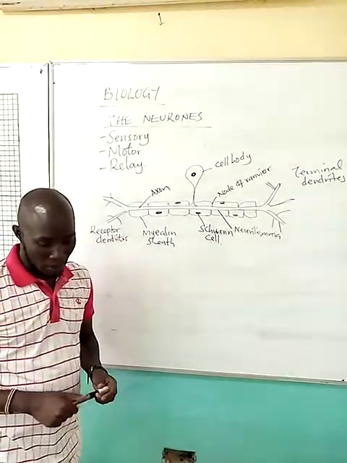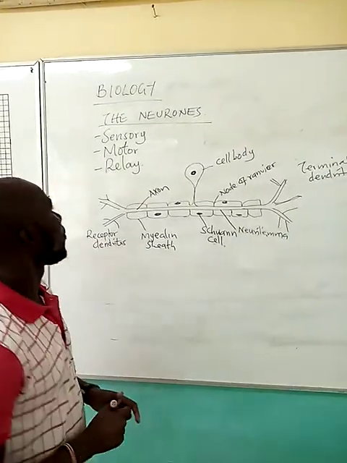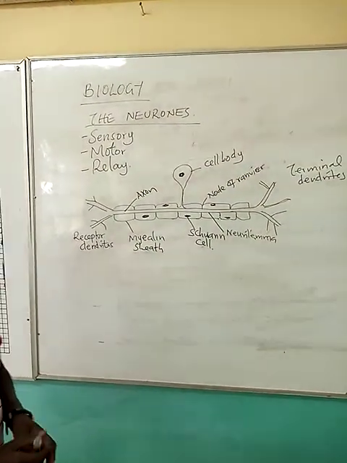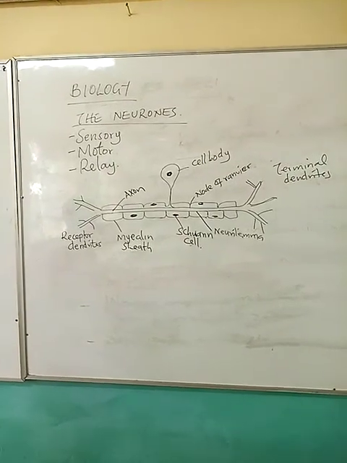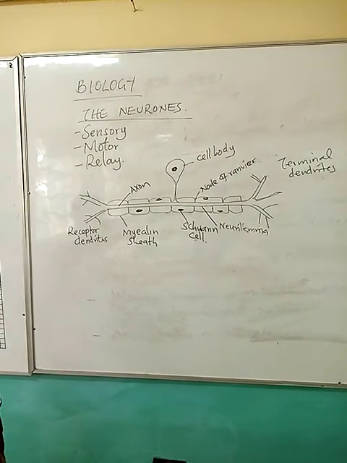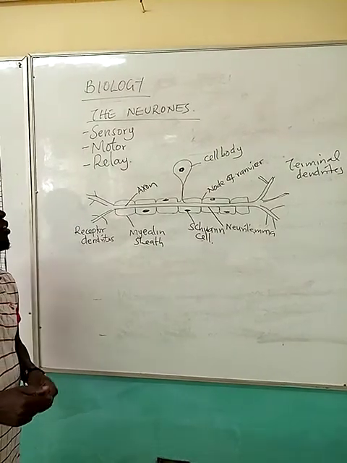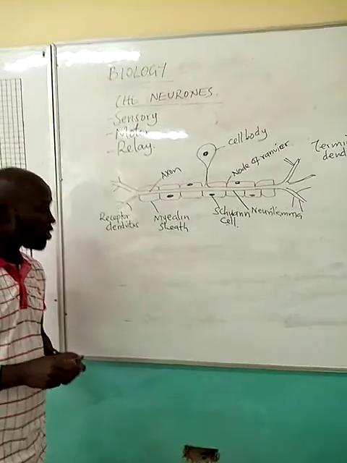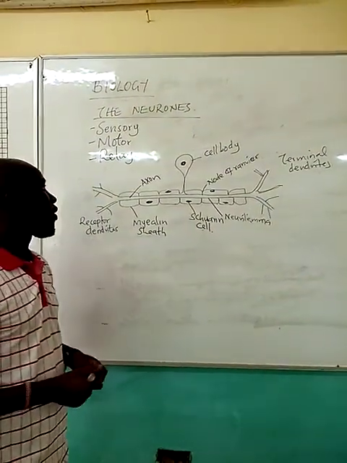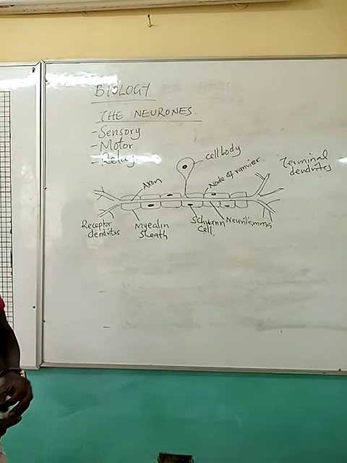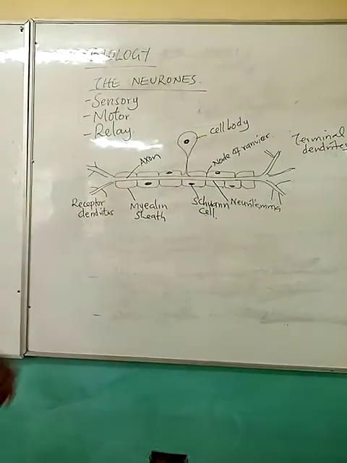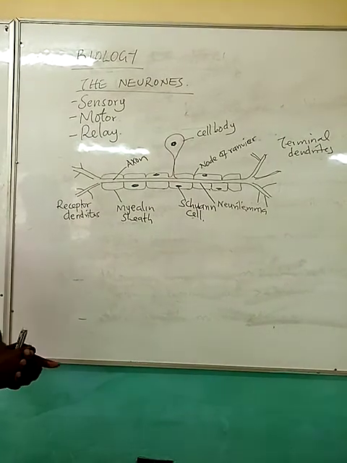We have three types of neurons. One, we have a neuron that is called a sensory neuron. Just as the name suggests, it is found in the sense organs like the skin. Then we have another one called the motor neuron. The motor neuron is found at the effector organs. The effector organs are things like muscles that detect changes and then they act appropriately.